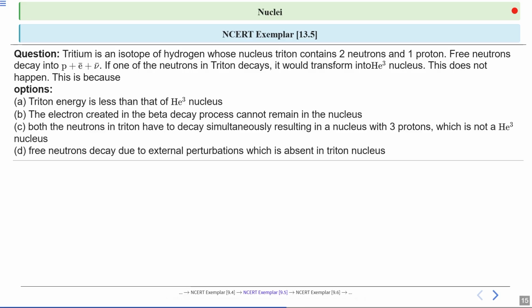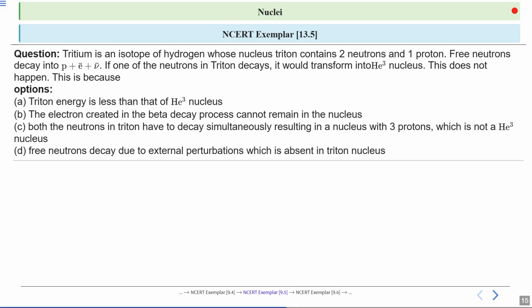Next, exemplar 13.5. Tritium is an isotope of hydrogen whose nucleus, triton, contains 2 neutrons and 1 proton. Free neutrons decay into protons plus electron plus antineutrino. So in the question it is asked that if one of the neutrons in triton decays, it would transform into helium-3 nucleus. And this does not happen. Why? So 4 options are given and you have to choose the correct one.